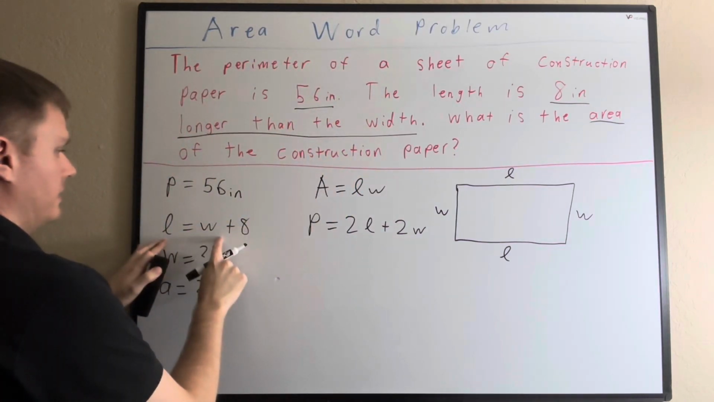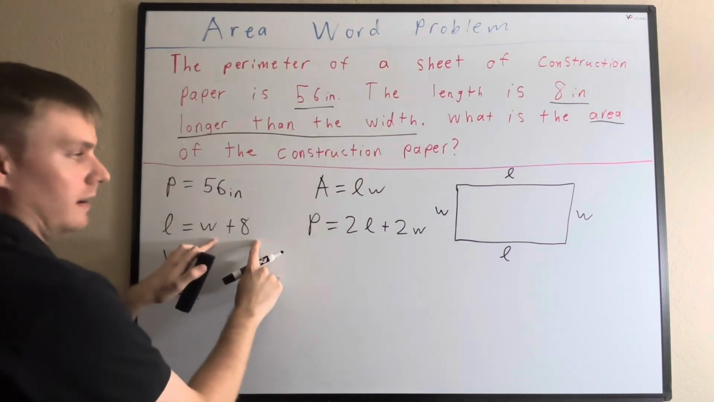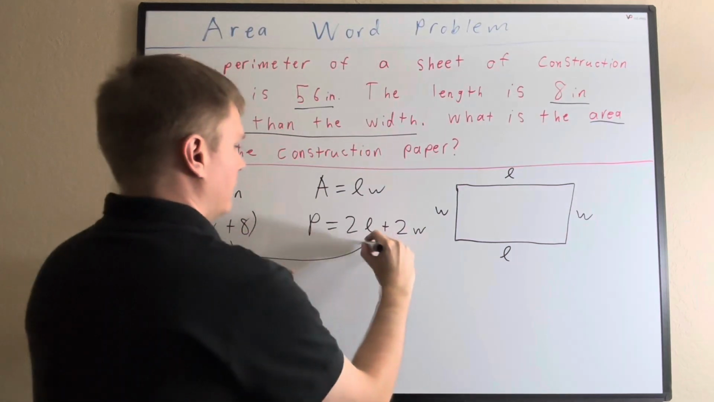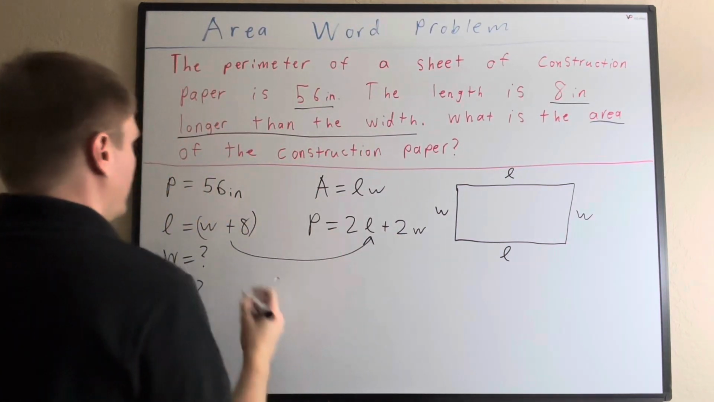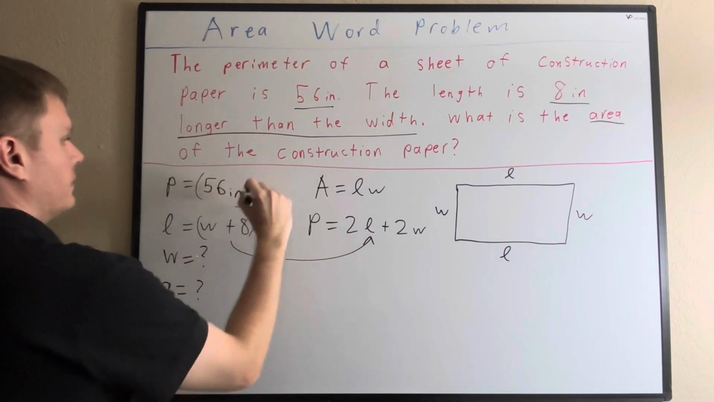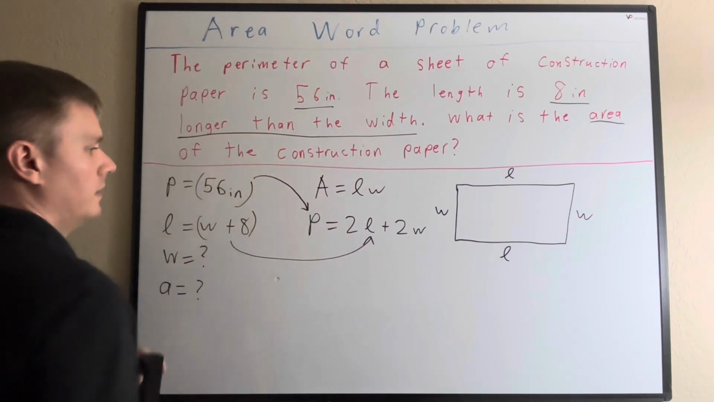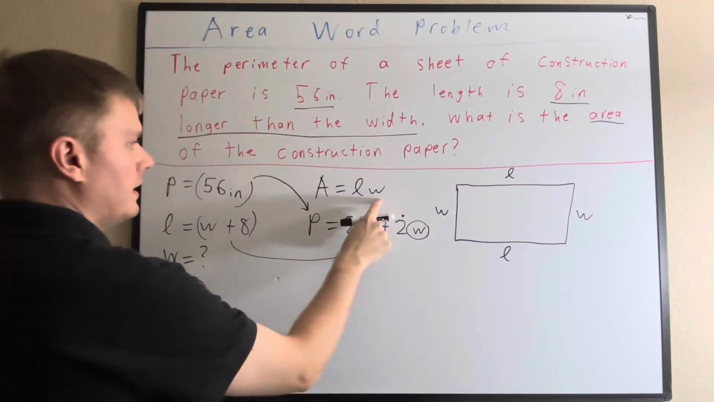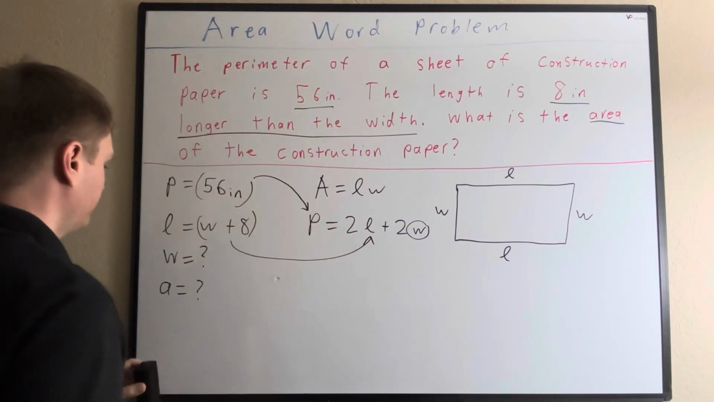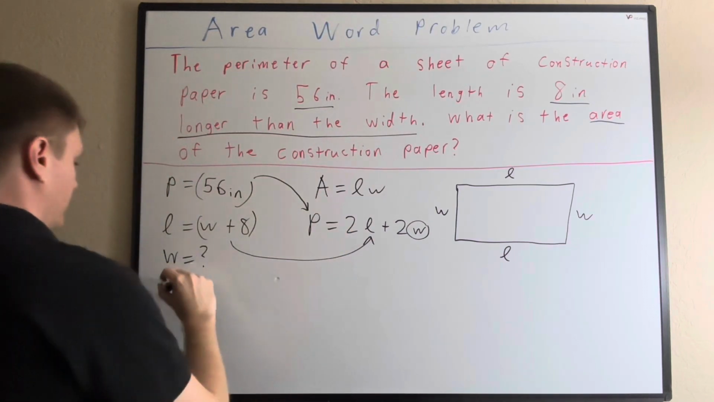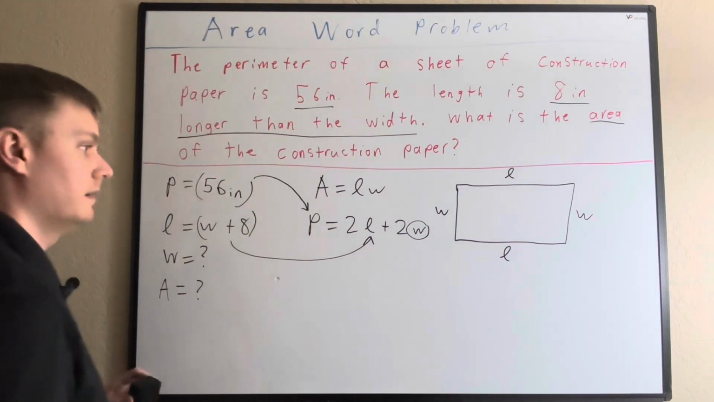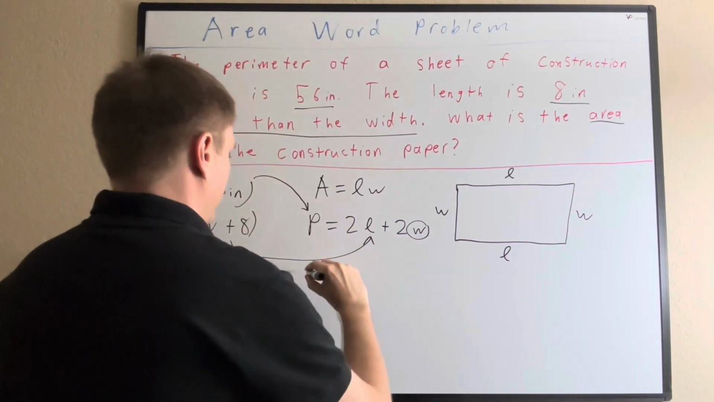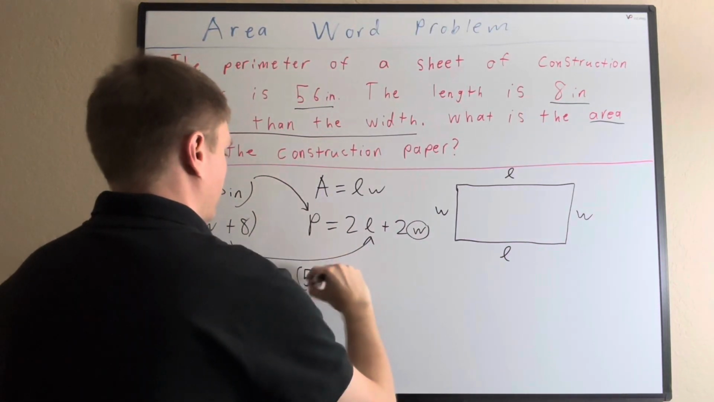Well, we know what L is. It's W plus 8. So we can take that and substitute it in for L right there. We know what P is. It's this. We can also substitute that in for P. And all we're left with is W, which is what we need to get the area. All right. So let's just fill in all these substitutions.